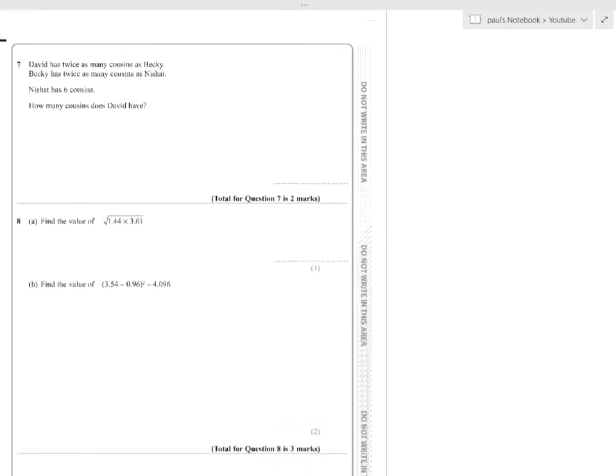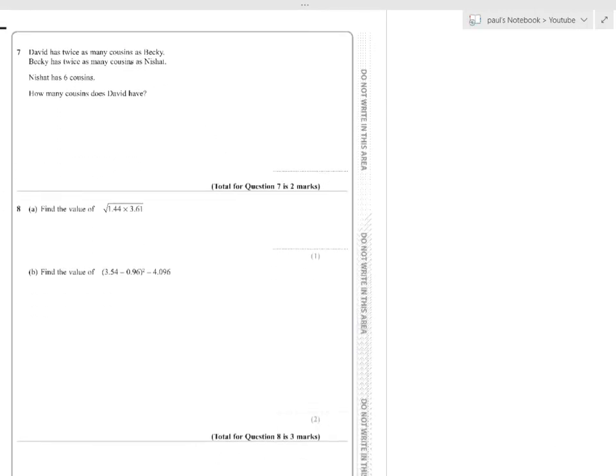Question number 7. David has twice as many cousins as Becky. Becky has twice as many cousins as Nishat. Nishat has 6 cousins. So Nishat is 6. Becky has twice as many, so she's got 12 cousins. And David has twice as many, so he's got 24 cousins.